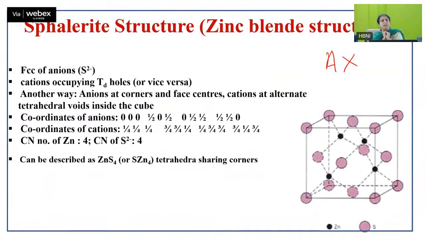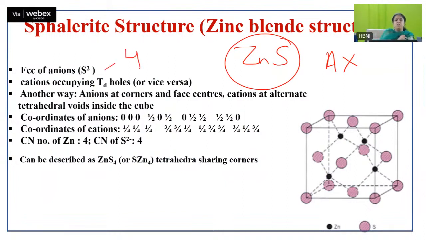Coming back to your zinc blende structure, which is also called the sphalerite structure, ZnS: sulfide forms the face-centered lattice of the anions. We just discussed how many tetrahedral holes there are: 8 tetrahedral holes in one cube. Now, all of those 8 are not occupied. Alternate tetrahedral holes are occupied and we get the zinc sulfide structure. So, if sulfide is forming FCC, that means 4 sulfide atoms. If 4 sulfide atoms, this implies 8 tetrahedral holes.